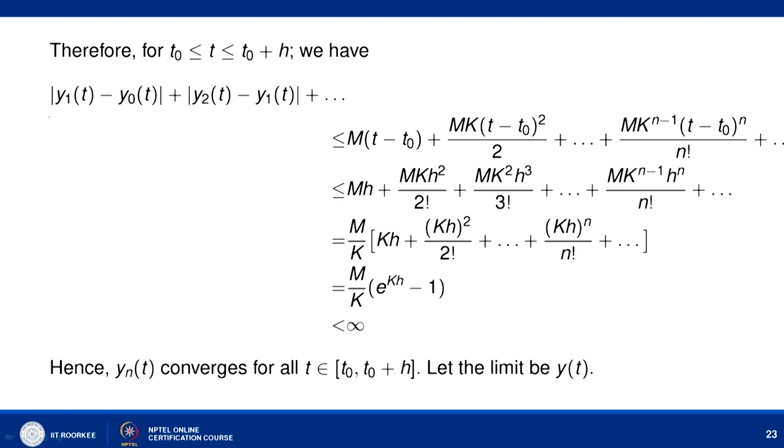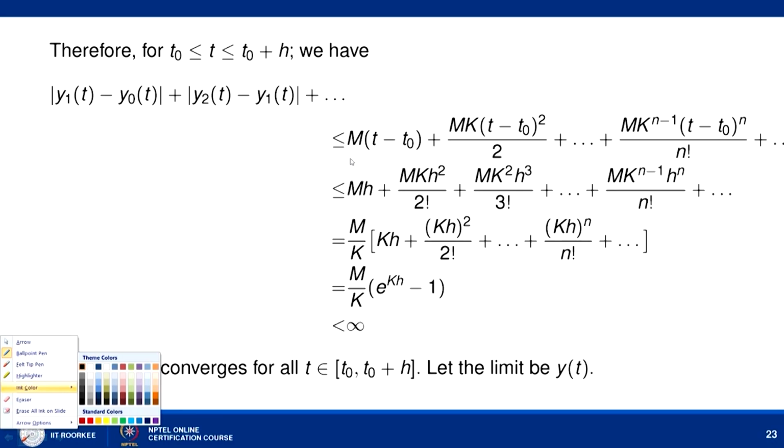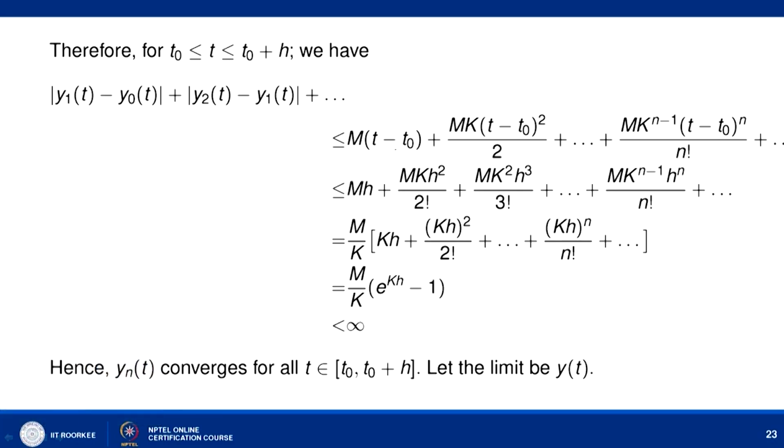So, we can show that for this series which we are considering, the modulus of y1(t) minus y naught(t) plus y2(t) minus y1(t) and so on is bounded as follows: y1(t) minus y naught(t) is bounded by M (t minus T naught), and y2(t) minus y1(t) is bounded by this quantity, and so on. We can say that yn(t) minus yn-1(t) is bounded by this, and if you take the summation, since t is lying between T naught and T naught plus h, t minus T naught is bounded by h, so we can say that this is further bounded by M h plus M k h square divided by factorial 2 plus M k square h cube upon factorial 3, and so on.